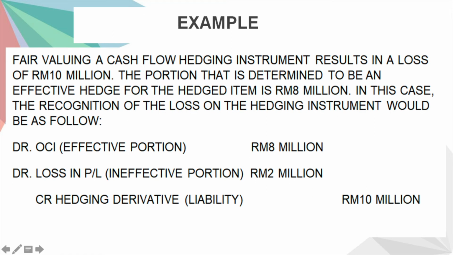Okay. So we continue with the example. Revaluing a cash flow hedging instrument results in a loss of 10 million ringgit Malaysia. The portion that is determined to be an effective hedge for the hedged item is 8 million ringgit. In this case, the recognition of the loss of the hedging instrument would be as follows. We debit OCI because it is the effective portion, as mentioned here, the effective hedge. So we debit OCI 8 million, debit loss in P&L, the ineffective portion, 2 million, and credit hedging derivative liability 10 million ringgit Malaysia.